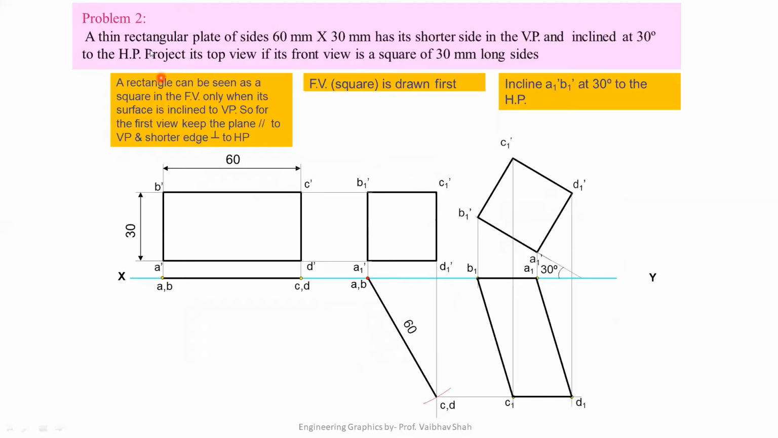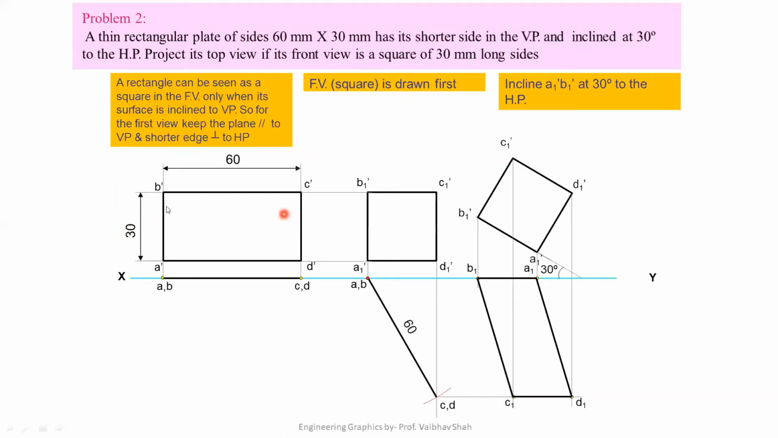Problem number 2. A thin rectangular plate of sides 60 mm by 30 mm has its shorter side in VP and inclined at 30 degree to HP. Project its top view if its front view is a square of 30 mm side. So we are having one object, a rectangle of 60 by 30 mm, which has its shorter side in VP. That means we have to put the shorter side vertical in VP, or we can say we have to put this shorter side on the left hand side of the drawing in VP.